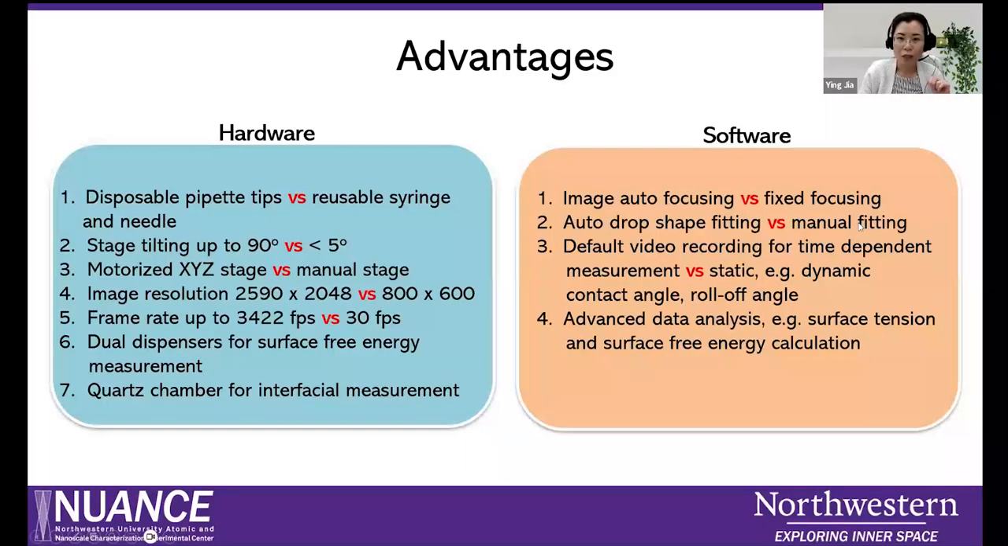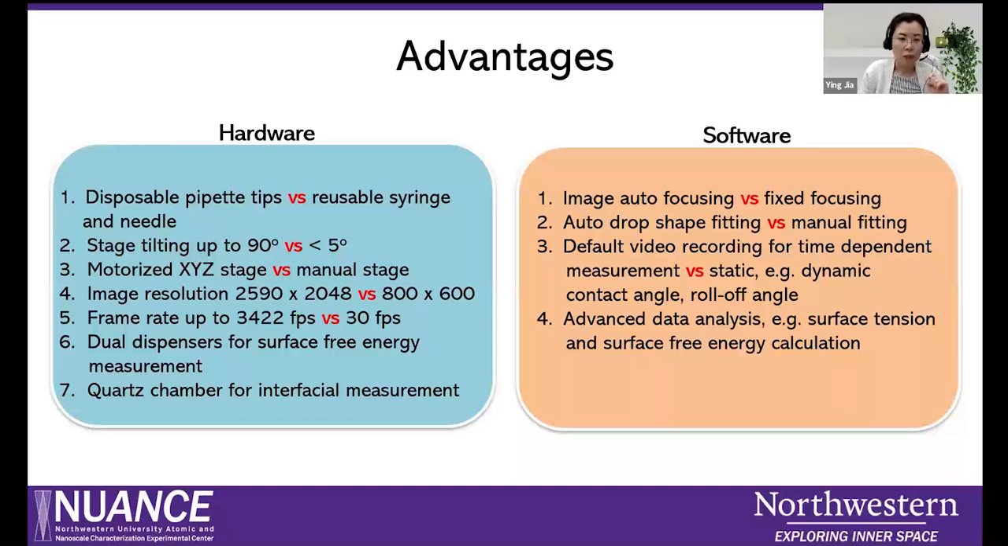So then we'll talk a little bit about the difference and what we updated from that basic one to this advanced one. The advantages are listed here, separated into hardware parts and software parts. So we'll first take a look at the hardware. The major difference, which is really important to many of our users, is that the new system is using disposable pipette tips, and the old one uses a reusable syringe and needle. So you can imagine that the disposable one will limit the cross contamination quite a lot.